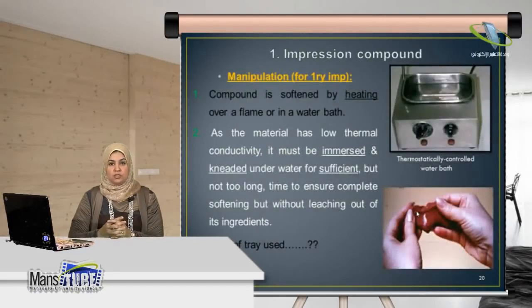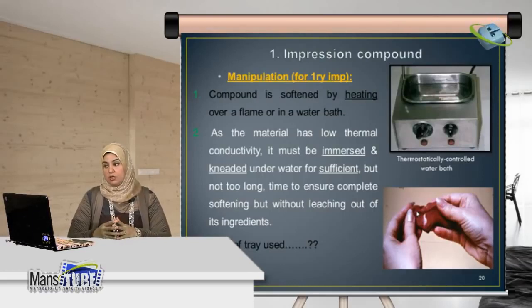How can we use this material to take the impression? For manipulation of impression compound, we have to soften the material firstly. To soften the material, we use a hot water bath. And during softening of the material, we must knead the material under hot water to make it soft, and then we put the material in the tray to take the impression.